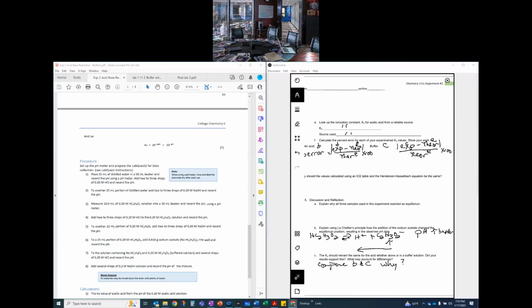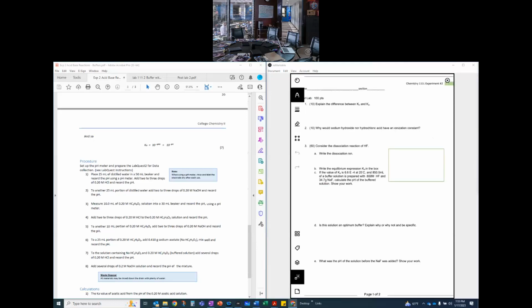So I'm going to go ahead and close out your summary sheet. And I'm going to go into our post lab. And let's take a look at our post lab. Now the post lab for this, you need to explain the difference between Ka and Kb. We talked about both during this lecture. We talked about what Ka is and what Kb is. Remember, Ka is the acid dissociation constant. Kb is the base dissociation constant. How are they different and how are they related? Why would neither sodium hydroxide nor hydrochloric acid have an ionization constant? So, for instance, what would the K look like?